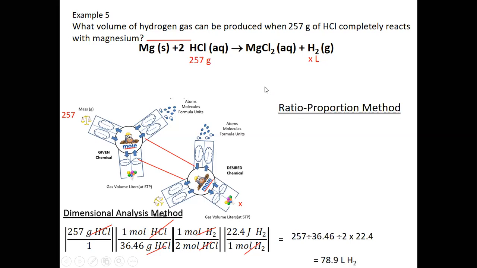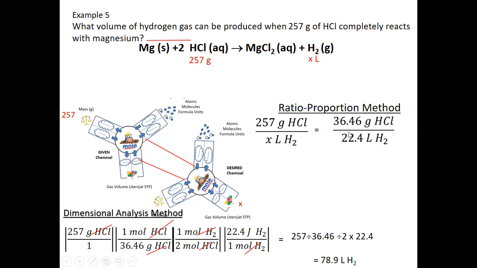Let's look at our ratio proportion method. We start by writing our given over our desired, given grams of HCl, desired X liters of hydrogen. On the right side, we match by writing the quantities of grams of HCl equal to 1 mole and liters of hydrogen equal to 1 mole. A common mistake here would be to try to use the masses of each of these. Since we're interested in a volume of H2 or hydrogen, the label is liters and not grams. We need to pay attention to that detail. It's a common mistake that learners make when they have less experience with stoichiometry.